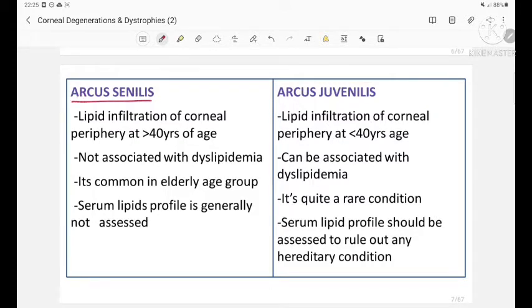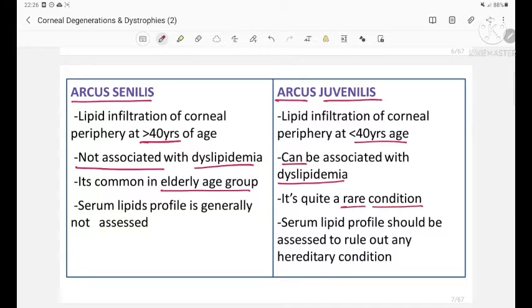Now let us see the difference between the arcus senilis and arcus juvenalis. Arcus senilis is lipid infiltration of the corneal periphery at more than 40 years of age, whereas arcus juvenalis is lipid infiltration of corneal periphery at less than 40 years of age. Arcus senilis is not associated with dyslipidemia, whereas arcus juvenalis can be associated with dyslipidemia. Arcus senilis, as the name suggests, is common in the elderly age group, whereas arcus juvenalis is a rare condition. In arcus senilis, the serum lipid profile is generally not assessed, whereas in arcus juvenalis, serum lipid profile should be assessed to rule out any hereditary condition.